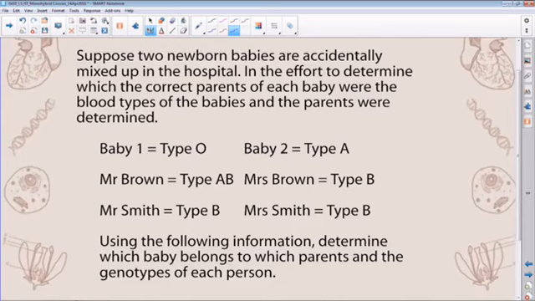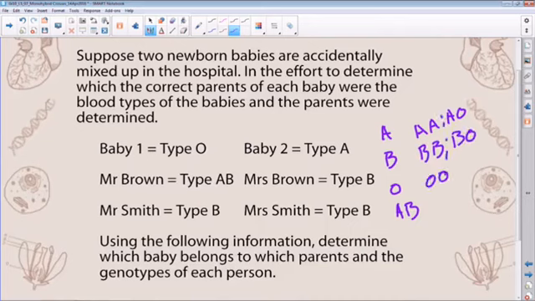The nice thing about this is when we've got blood, you've got A blood group and you've got B blood group and you've got O blood group and you have AB. And I'm just going to put it there. Okay, look at this. A can be either AA or AO. B can be BB or BO. O can be OO, that's it. And AB can be AB.